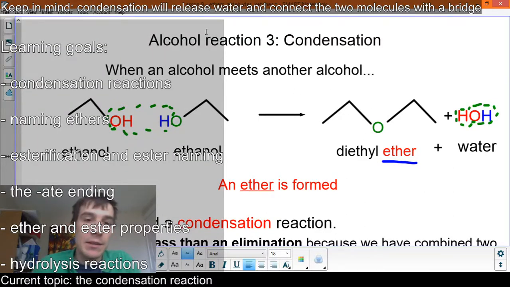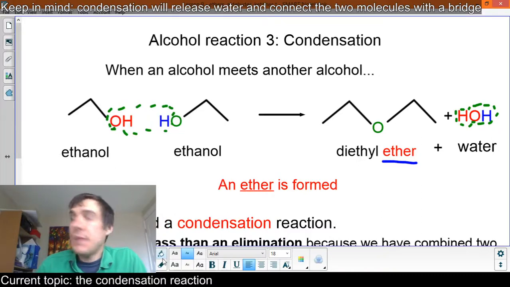We're going to talk about condensation reactions, which is the reaction that creates both ethers and esters. We'll talk about naming the ethers. We'll talk about the esters, a little bit about the 8 ending. You might have seen 8 endings, properties, and then hydrolysis reactions, which are going the other way, turning the ether or ester back into their constituents.